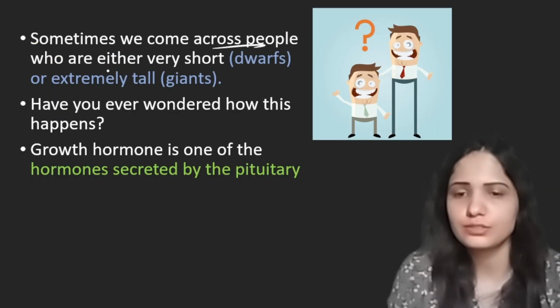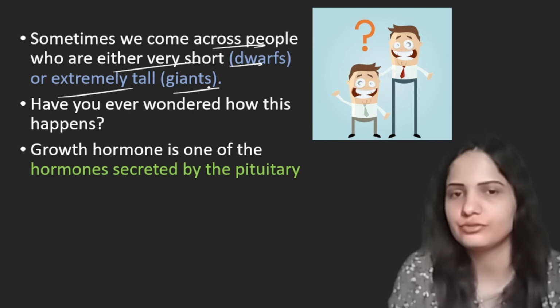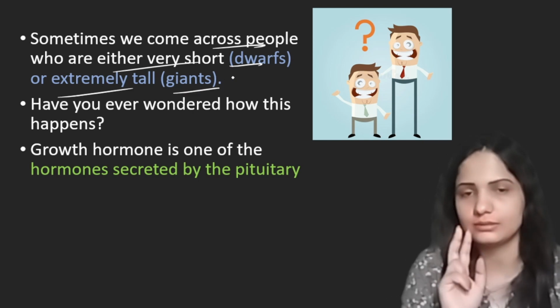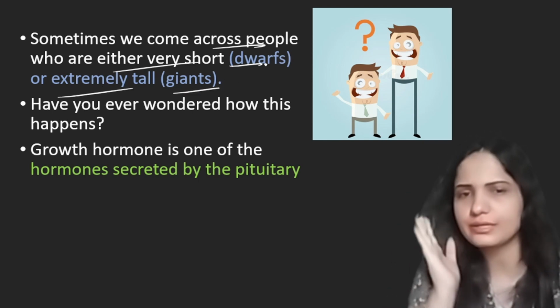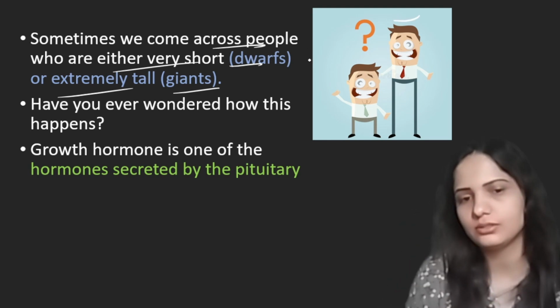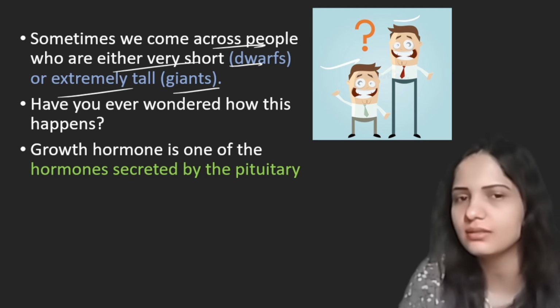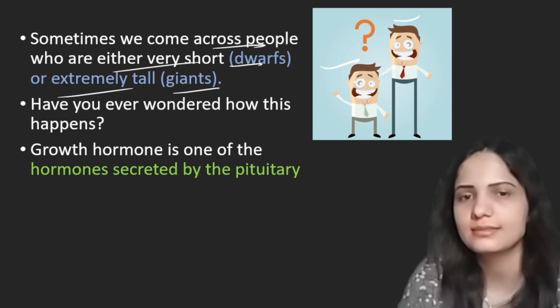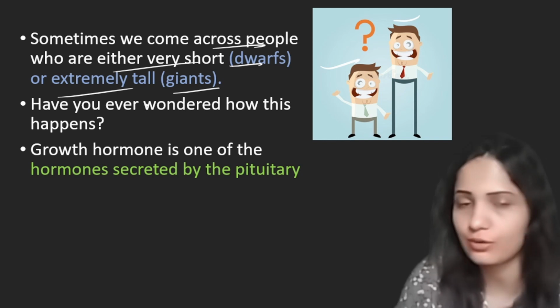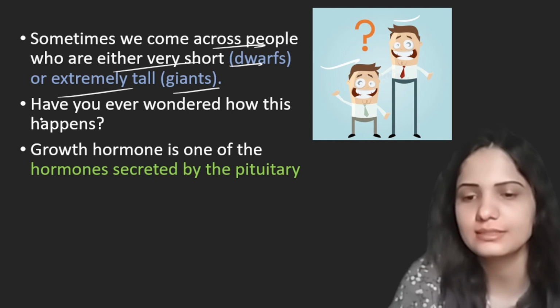Next, sometimes we come across people who are either very short, dwarf, or extremely tall, giants. These are the two conditions. If we see a person extremely tall, then that is a giant. And if we see a person extremely short, then that person is a dwarf. Why so? Why are they dwarf or extremely tall? This case we have discussed already. This is due to growth hormone.